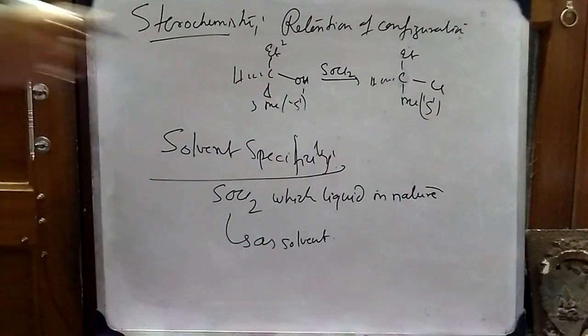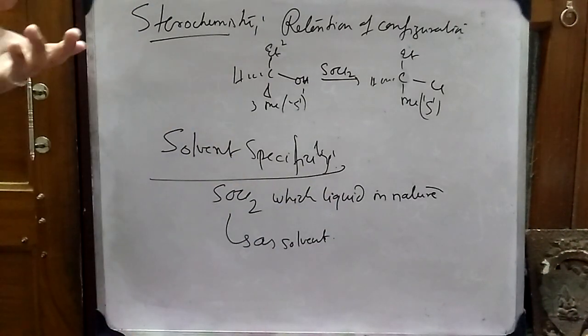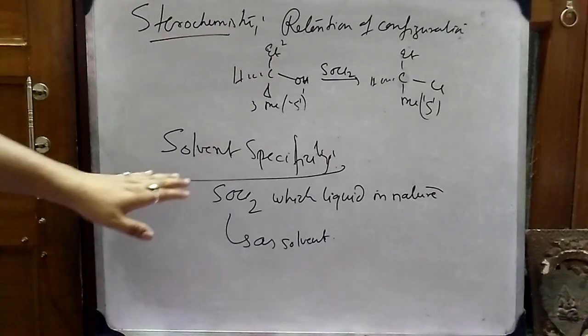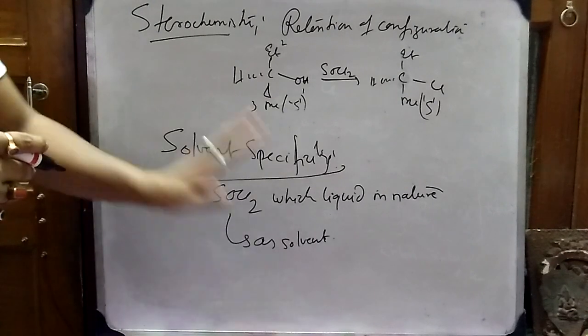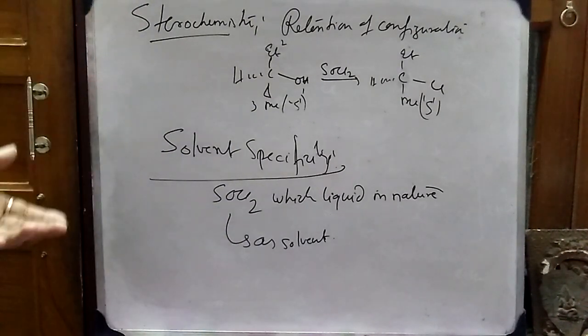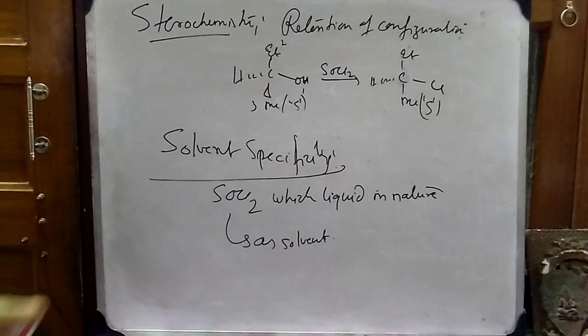As it is liquid in nature, we can easily evaporate the excess amount of SOCl2 out of the reaction mixture. So if solvent specificity is there, we can use SOCl2 as a solvent. SOCl2 is acting as a solvent. We have already talked about the solvent nature in our previous videos. You can check that out also. I will give the link in the description box.